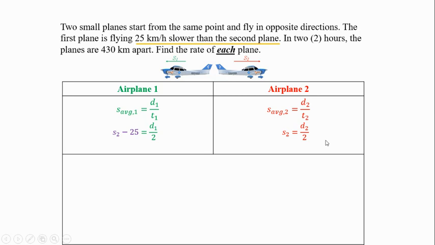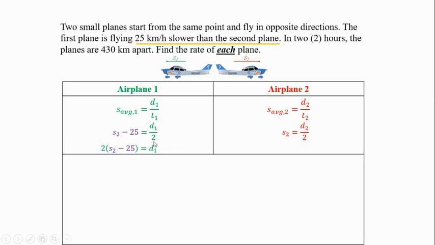So we have to do a little bit of thinking here. In order to solve this particular problem, the other key information that you should know is that the 430 kilometers given in the statement is composed of the distance traveled by both airplanes. While one is moving left, the other one's moving right. If you add up those two distances, you get 430 kilometers because it said so.